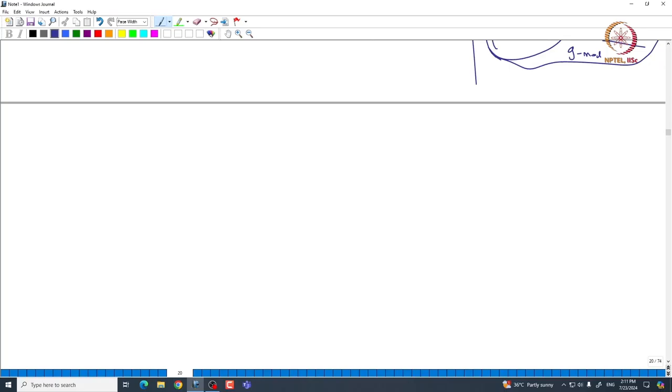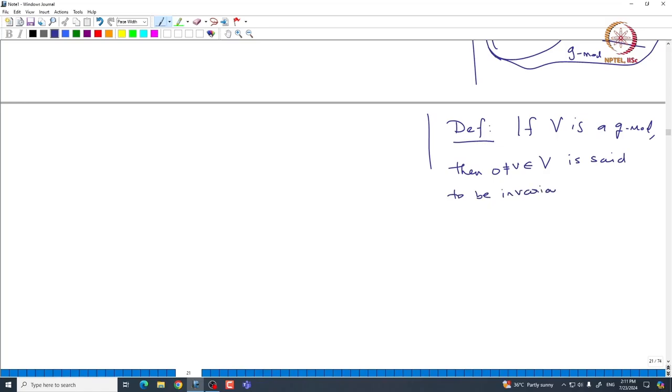Okay, so given a representation, we can always talk about what is called an invariant vector. Let me just make a side note. If V is a G module, then a vector v in capital V, again we want it to be non-zero. Zero is already trivially invariant. So a non-zero vector is said to be an invariant vector if the action of G just kills this vector. That means it should be in the kernel.